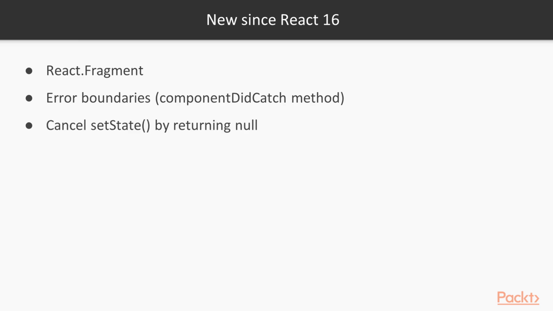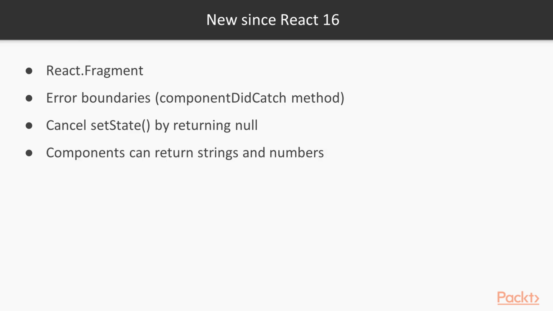You're also able now to cancel setState by simply returning null. So if you've ever added something to the state, you know that setState will then fire off another render. You may not want to fire off another render, so you can have setState cancel itself by returning a null from an if-then block or something of that nature.